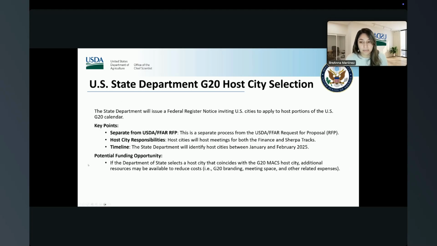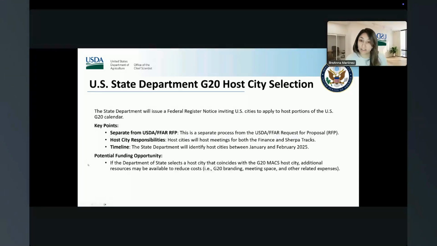So there is something that I'd like to highlight here. The U.S. State Department is going to do a G20 host city selection. They are going to issue a Federal Register notice inviting U.S. cities to apply to host portions of the U.S. G20 calendar. As Jamie mentioned, the G20 is larger than the G20 MACS, and the State Department is the lead coordinating department for that.